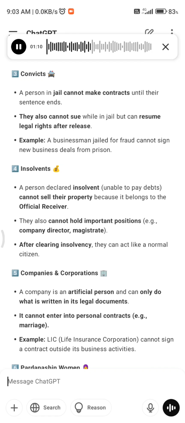4. Insolvents. A person declared insolvent, unable to pay debts, cannot sell their property because it belongs to the official receiver. They also cannot hold important positions, e.g., company director, magistrate. After clearing insolvency, they can act like a normal citizen.